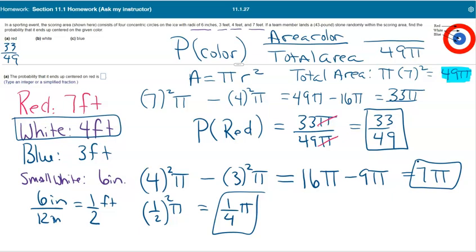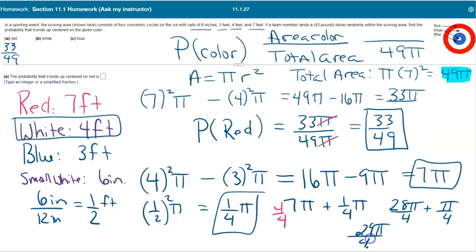So the total white area is 7 pi plus 1/4 pi. It would certainly help to have that added together. So I need to multiply by a least common denominator, which is 4. So multiply by 4 over 4. That's going to give me 28 pi over 4 plus pi over 4, which is 29 pi over 4. You see I'm running out of space, so I'm going to go to the next page.